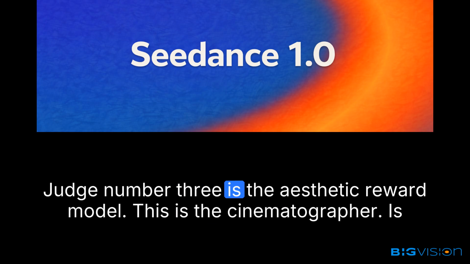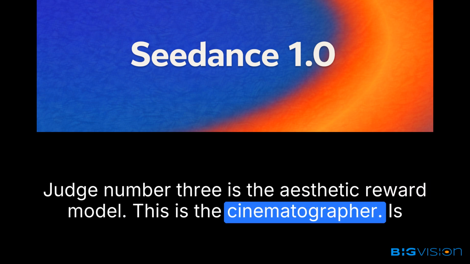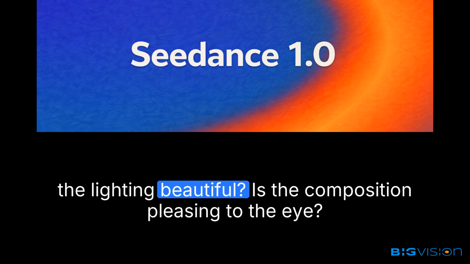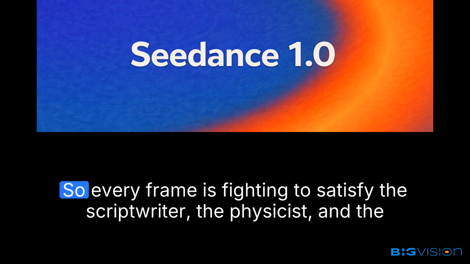Judge number 3 is the aesthetic reward model. This is the cinematographer. Is the lighting beautiful? Is the composition pleasing to the eye? So every frame is fighting to satisfy the scriptwriter, the physicist, and the artist all at once.